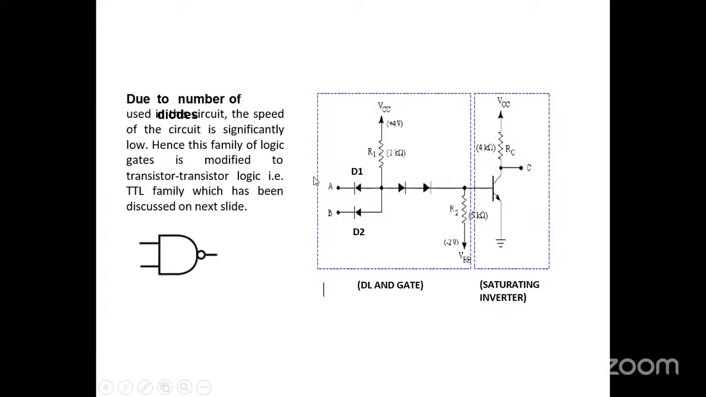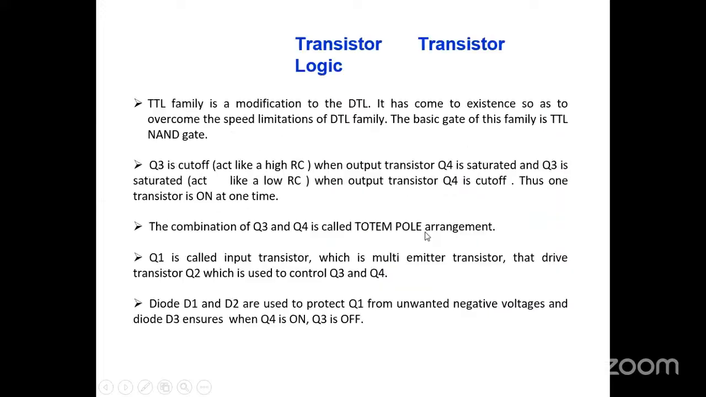So this is the NAND gate made out of DTL logic. In DTL, you have diodes, and you have an inverting circuit, that is a saturation inverter. So if these two inputs are given 0 0, then the output goes high. When both inputs are high, then this will be conducting, then the output will be 0. So this is how the diode transistor logic works.